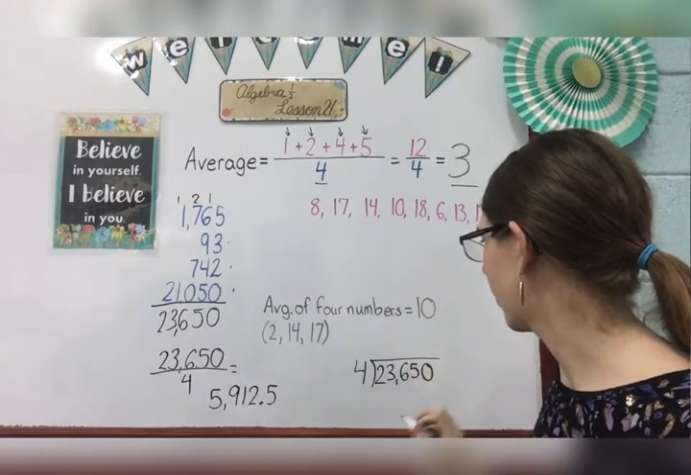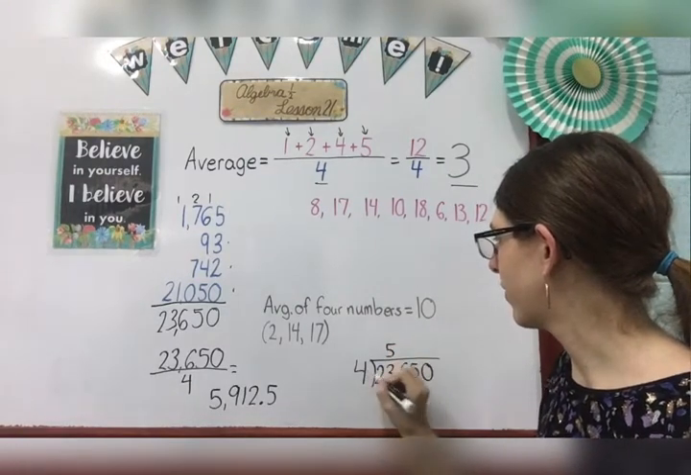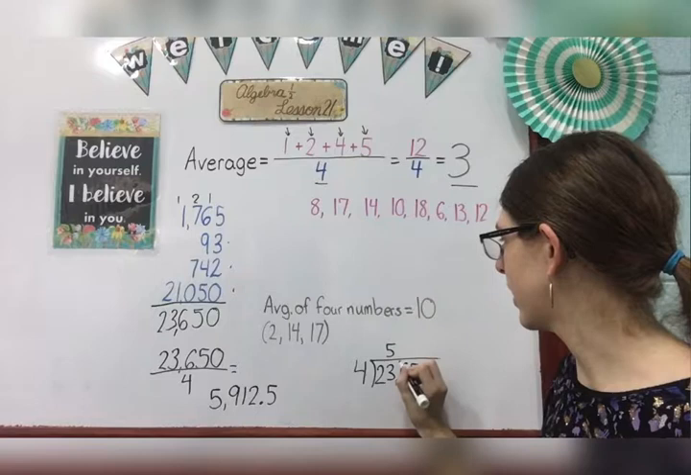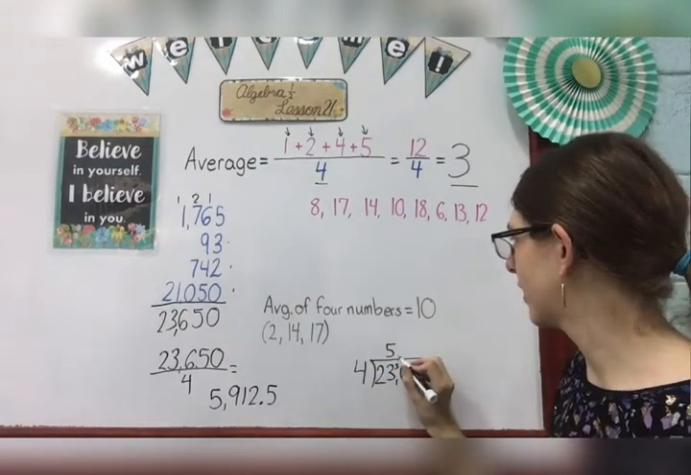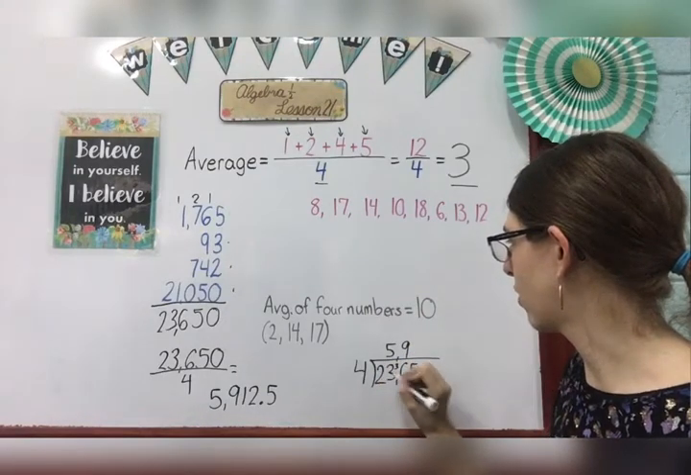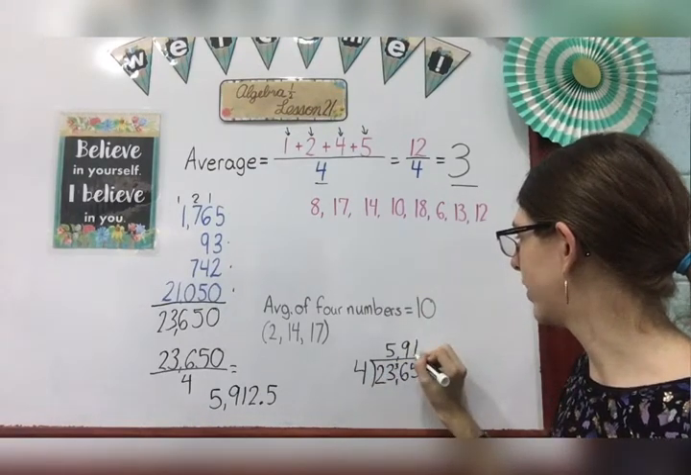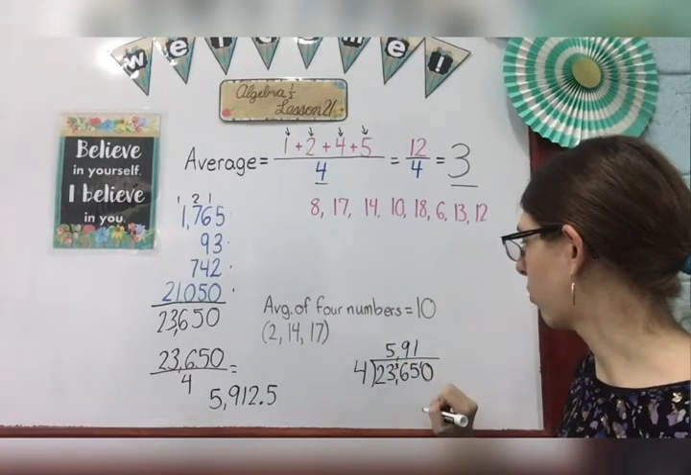23,650. Okay, so 4 goes into 23, 5 times. 5 times 4 is 20, 23 minus 20 is 3, so 3 is left over. 3 goes into 36, 9 times. 9 times 4 is 36, so there's nothing left over. 4 goes into 5, 1 time. 1 times 4 is 4. 5 minus 4 is 1, so you have 1 left over.